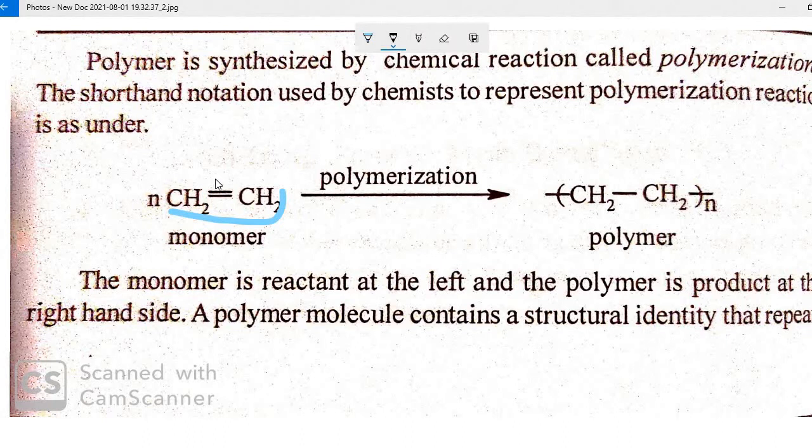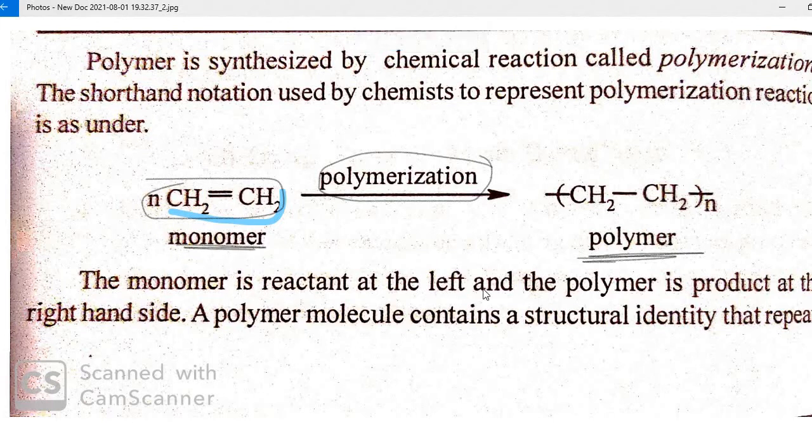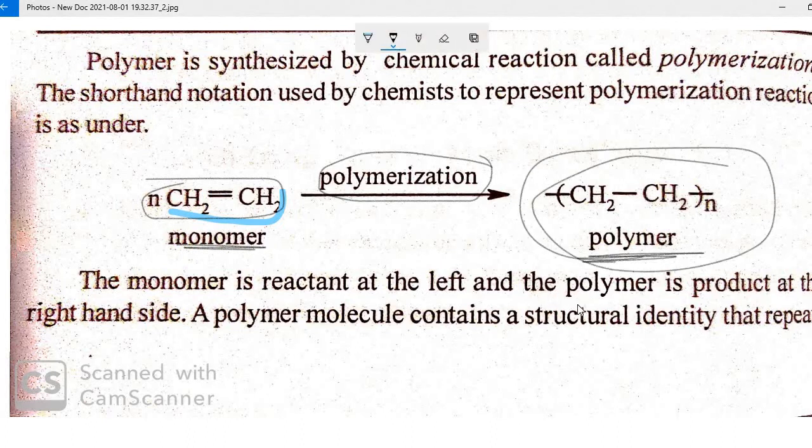Okay, this is the monomer, and this process is known as polymerization, and we get the polymer. This is known as polyethylene, CH2CH2. It is a very long chain of polymer, where the monomer is the reactant. This is the reactant monomer on the left hand side, and the polymer on the right hand side is the product. Okay, so what does this bracket indicate? The bracket indicates the repeating unit, and the lines indicate the continuous chain in both directions.